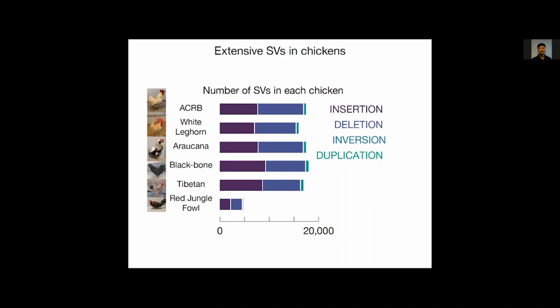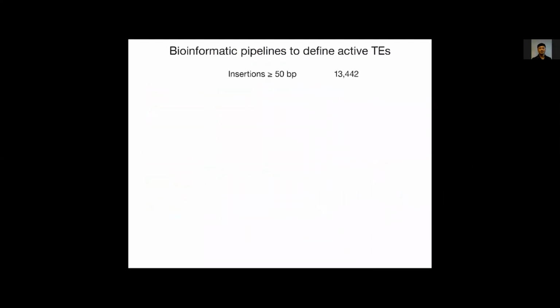The majority of the structural variations come from either insertions or deletions, and there are some duplications, while inversions are the least abundant. Then we wanted to know how much these variations are contributed by transposons. So we started from these over 10,000 insertions, and we blasted them to the TE consensus sequences.